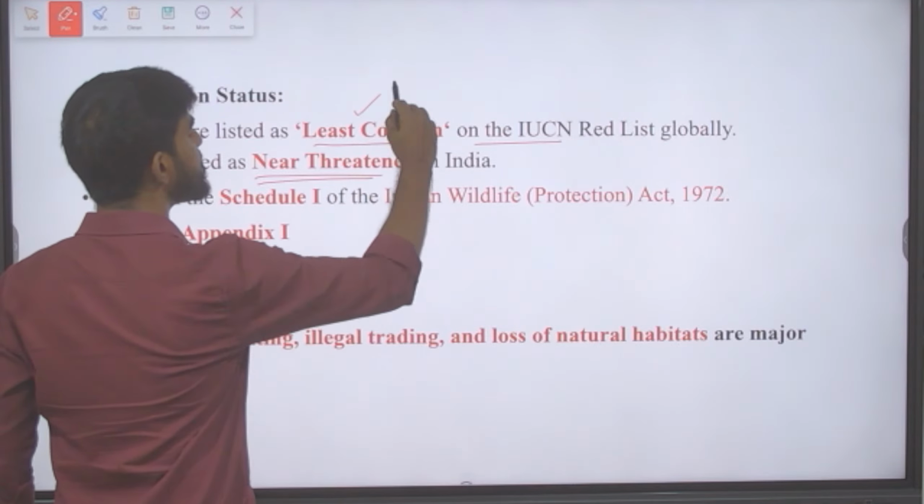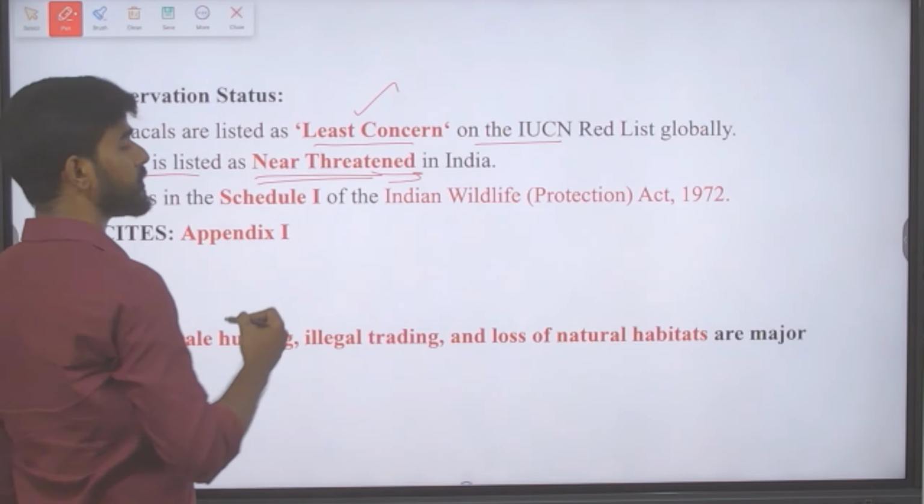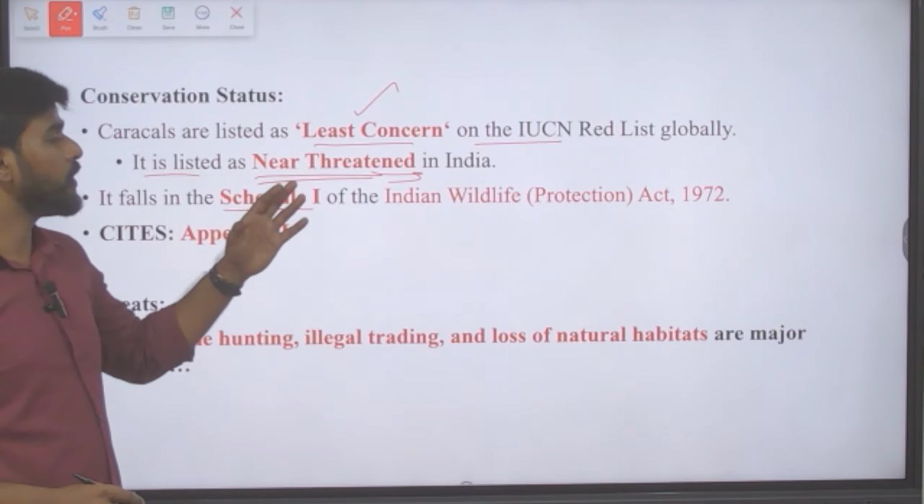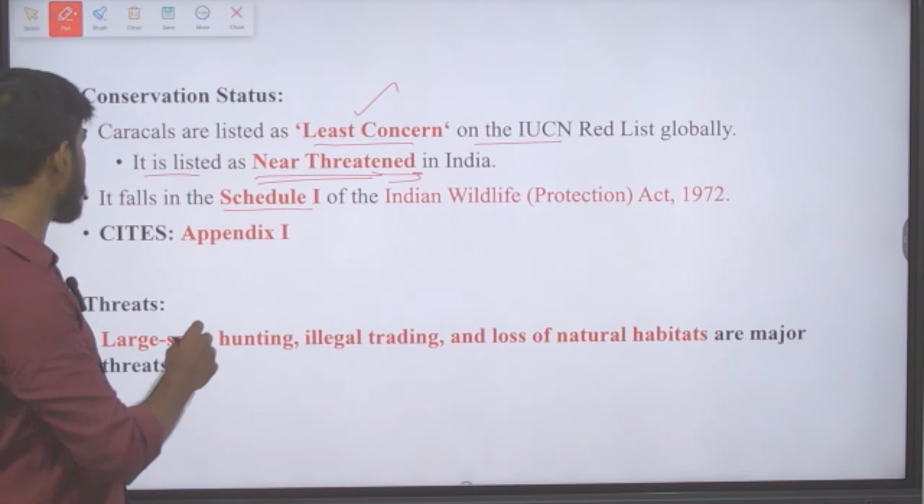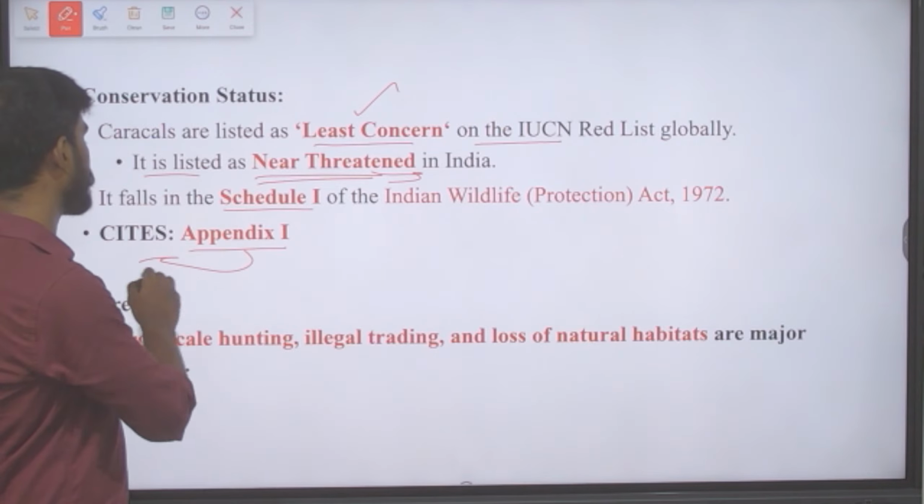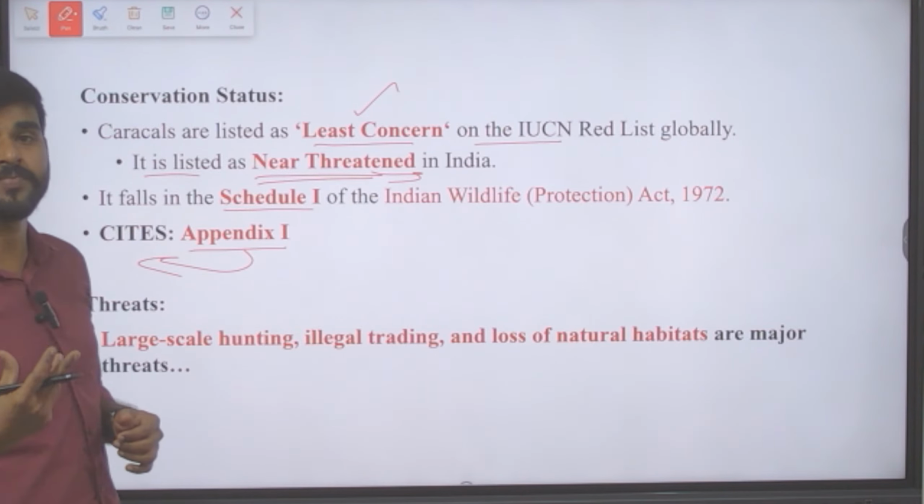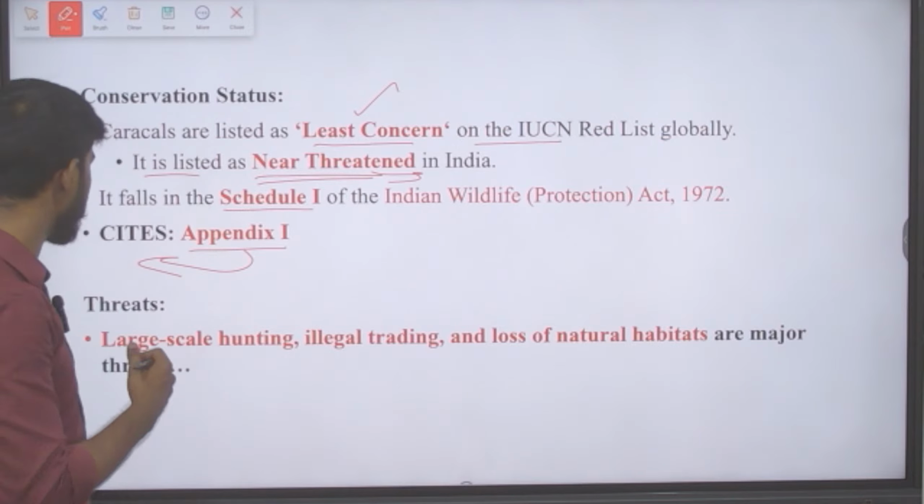So globally they are least concerned, but in India they are near threatened. This fact is important, and it falls in the Schedule 1 of Wildlife Protection Act of 1972, and it is under Appendix 1 of CITES Convention. That is Convention on International Trade of Endangered Species of Wild Flora and Fauna.